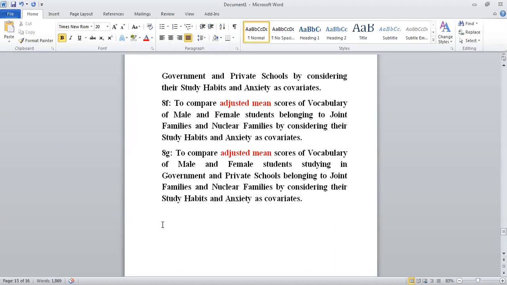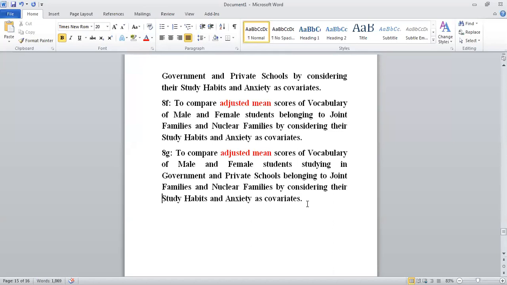So this is how you should write the different objectives. The choice is yours. But if you want to use the word influence, it is your choice whether you want to write one objective or you want to write 7. But when you are writing 7, it is not 1, 2, 3, 4, 5. No, it is 1A, 1B, 1C, 1D, 1E, 1F, 1G, etc. And if you have written like this, then your hypothesis will be something like this.